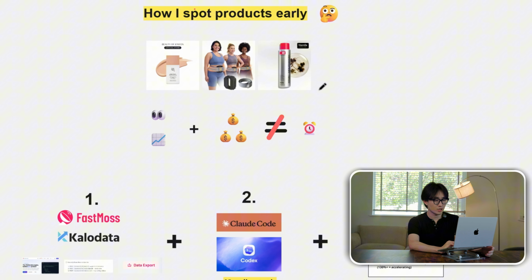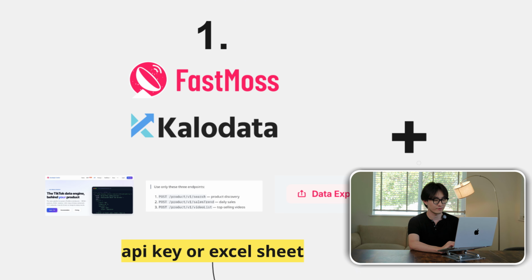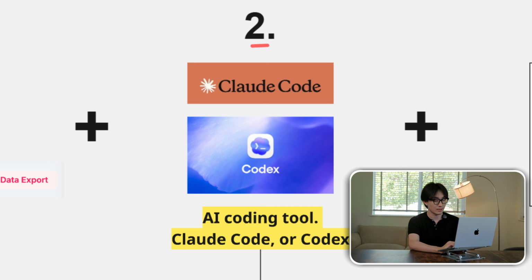So first, how I spot products early. At this point, I'm not scrolling Fastmoss page by page anymore. I just call their API or use Excelseed. If you want to spot products early the same way I do, without spending that much time, you need 2 things. First, we need an API key from Fastmoss, Cal Data, any tool like that. And second, an AI tool. It can be Claude Code or Codex.